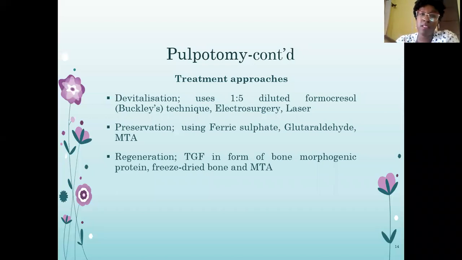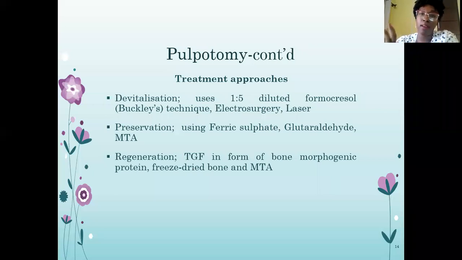So devitalization, what medicaments do we use? What techniques, what equipment do we use? So there are 3. 1 to 5 diluted formocresol, that is Barclay's technique. This in undergrad was a mainstay. We talk about it a lot.